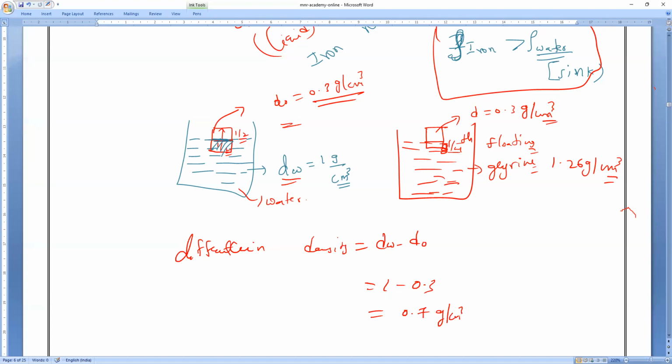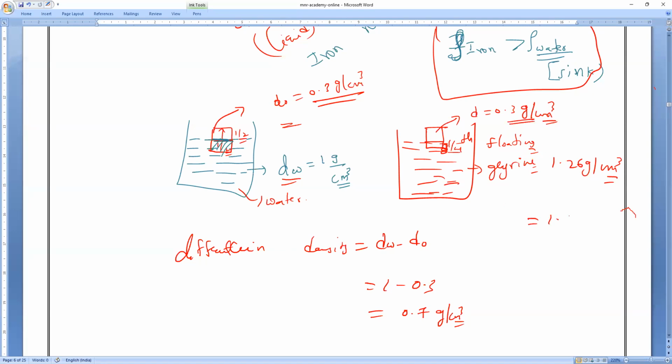0.7 gram per cubic centimeter. This is the density. 1 minus 0.3, how much? 0.7 only, guys. Yes, sir. Yes. Next. Now, density of substances remains the same here.